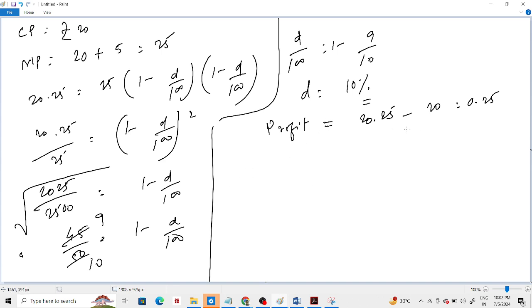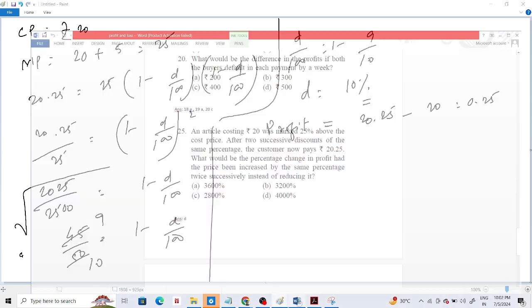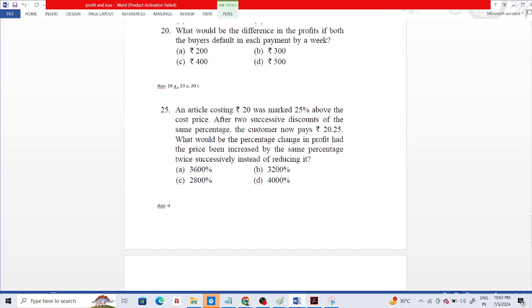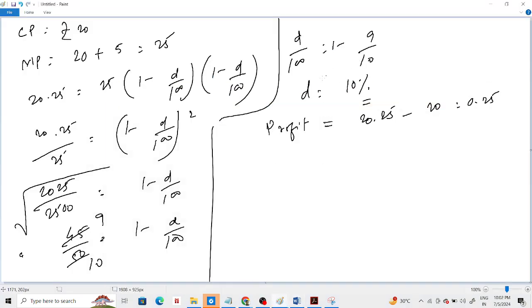Okay, profit is 20.25 minus 20, that is 0.25. Now the second thing is, what would be the percentage change in the profit had the price been increased by the same percentage twice successively instead of reducing it? So in the beginning, he gave two successive discounts of the same percentage. We did not know what the discount percent was, so we found out it is 10%.